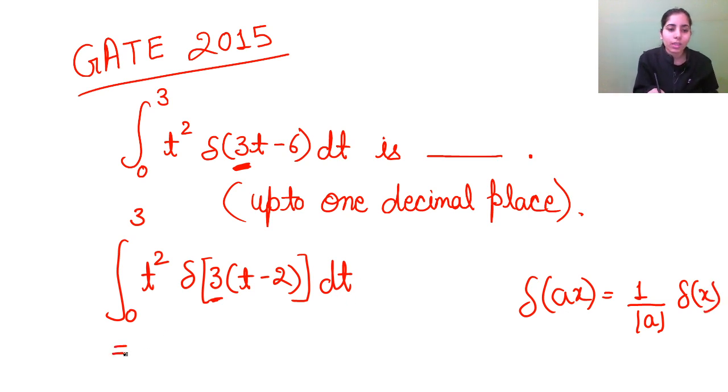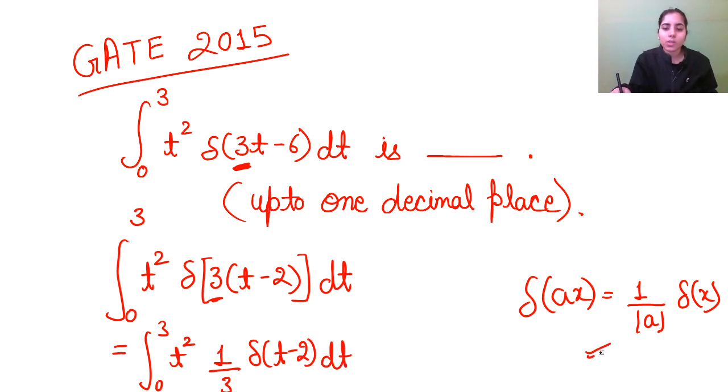I'm just going to write it here. I will get integration 0 to 3 t square and delta 3 into something. 1 upon 3 because mod 3. So just 3 I can write positive. Then delta(t minus 2) dt. This property which we have already discussed, I am just using it.